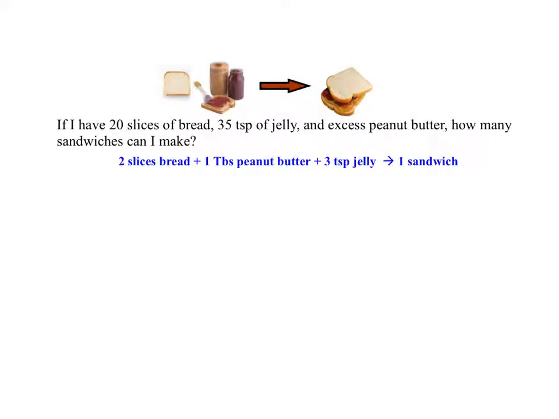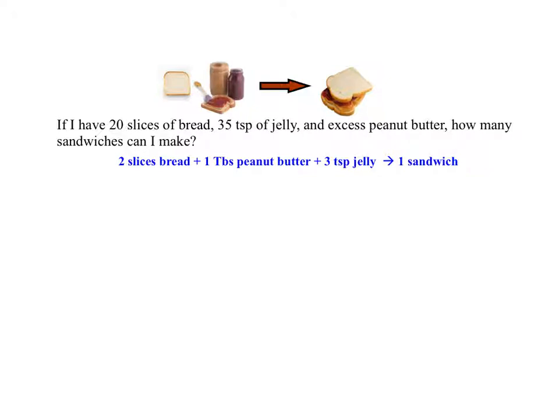This is the Chem 1 lesson over limiting reactants. So this is still stoichiometry problems, but they're going to look a little bit different. Let's start back with our peanut butter and jelly example. If I have 20 slices of bread and 35 teaspoons of jelly and all the peanut butter I need, how many sandwiches can I make?